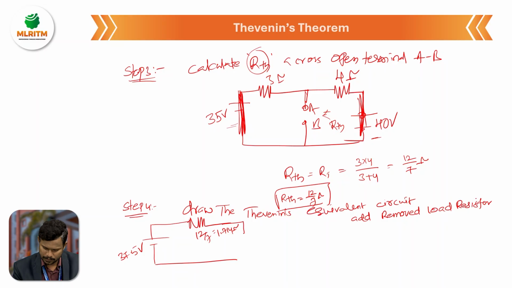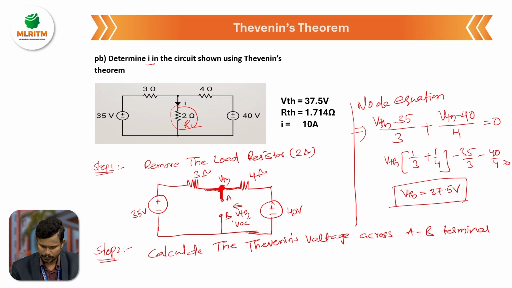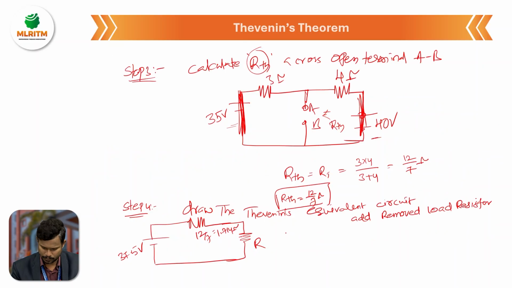So across the Thevenin's equivalent circuit, the resistor value is 2 ohm. The load resistor is 2 ohm. Now these two are connected in series. RTH and RL both are connected in series, and we know the voltage value is 37.5 volts. Only unknown is the current through the circuit. That current is also called the load current.